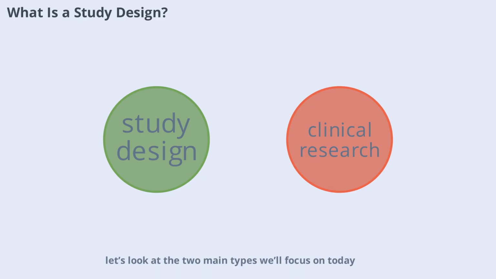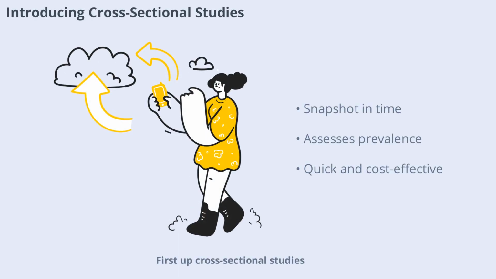Now, let's look at the two main types we'll focus on today. First up, cross-sectional studies. These studies observe a population at a single point in time. Imagine taking a snapshot of a group and analyzing their characteristics, behaviors, or health outcomes right then and there. Cross-sectional studies are often used to assess the prevalence of diseases or risk factors in a population. They're quick, relatively inexpensive, and provide valuable insights into current conditions. However, they can't determine cause and effect.